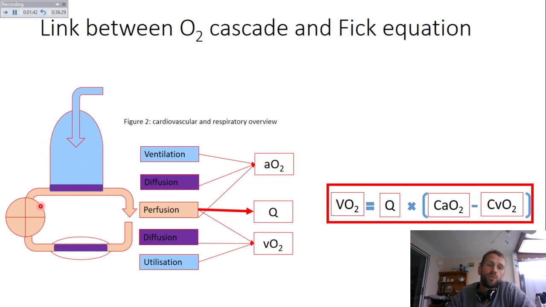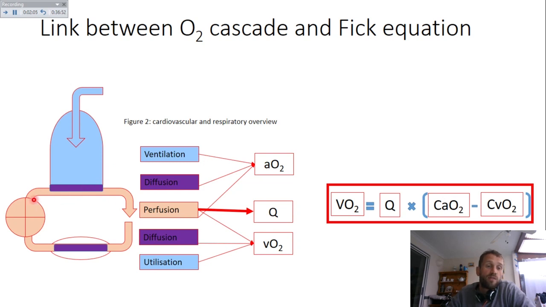Similarly, if you ventilate the lung perfectly well, but you've got some issue with diffusion at the lung, let's say because you have a low surface area, well then not as much oxygen is going to pass into the vascular system. So again, that's going to reduce arterial oxygen content, but this time due to a diffusion problem.